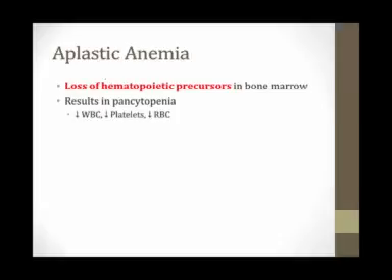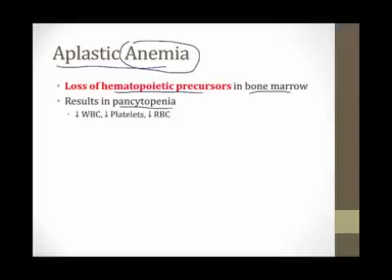The next cause of normocytic anemia we'll discuss is aplastic anemia. This condition results from loss of hematopoietic precursors, the stem cells in the bone marrow. Calling it an anemia is really a misnomer. This condition leads to a pancytopenia because of loss of stem cells. There will be low white cells, low platelets, and also low red blood cells in aplastic anemia.